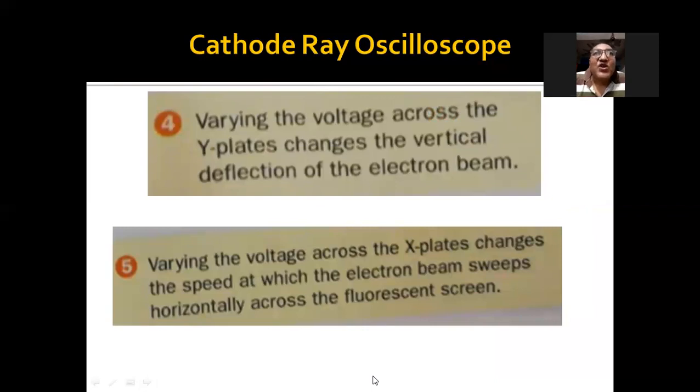Varying the voltage across the Y plates changes the vertical deflection of the electron beam. Varying the voltage across the X plates changes the speed at which the electron beam sweeps horizontally across the fluorescent screen. I hope that you have understood. I have already explained to you all the details.